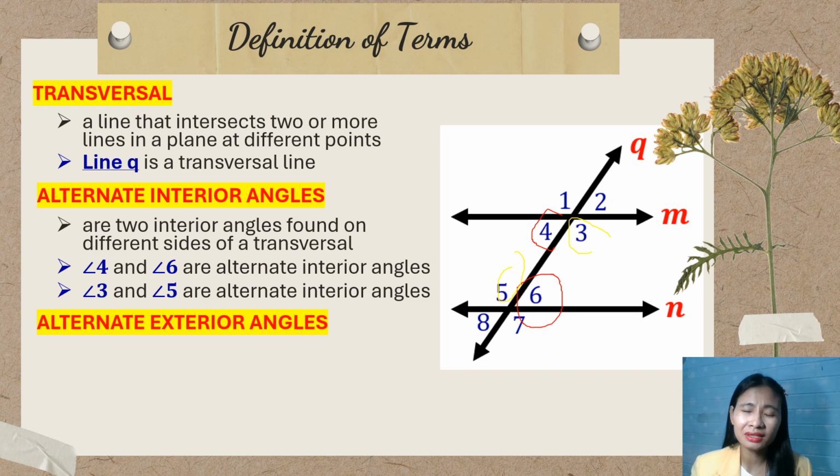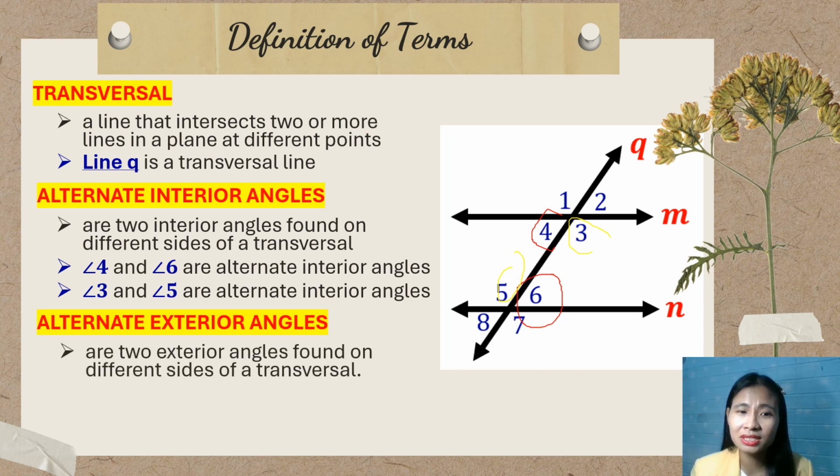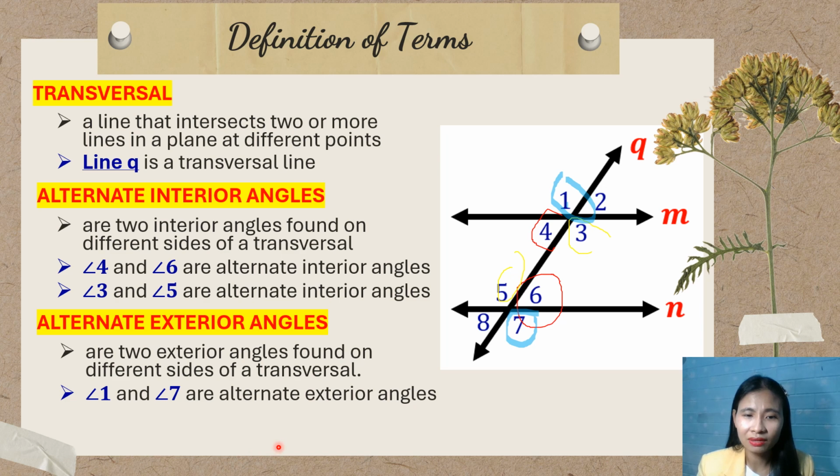So, when we say alternate exterior angles, these are two exterior angles found on different sides of the transversal. So, for example, we have angle 1. The pair of angle 1 is angle 7. From that illustration, angle 1, angle 2, angle 7, and angle 8 are considered exterior angles. So we have the first pair, angle 1 and angle 7.